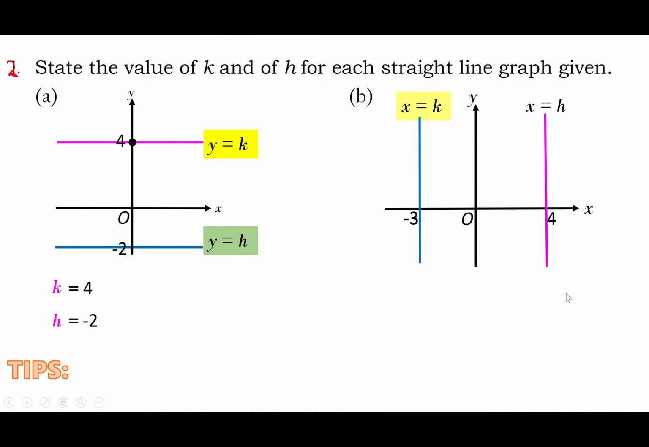Same, we look at question B. X equal to k. So the line is the blue color line. So what is the x value? It is negative 3. So the answer for the k is negative 3. Now we see x equal to h. So what is the value for this line? The x value, so it's equal to 4. That means the h is equal to 4.